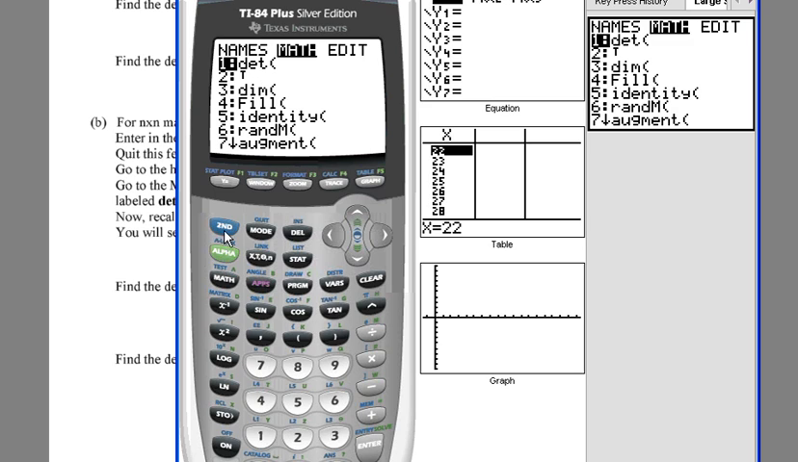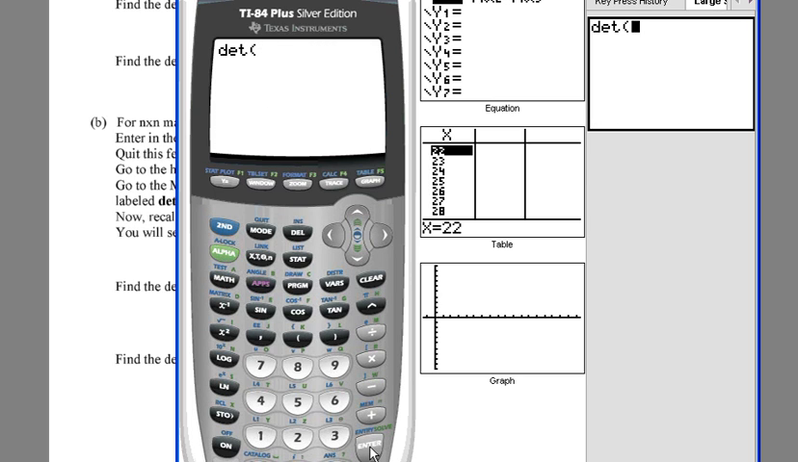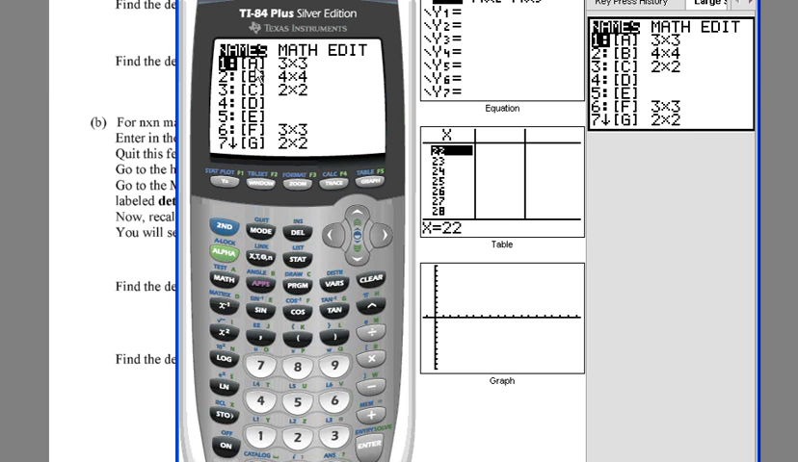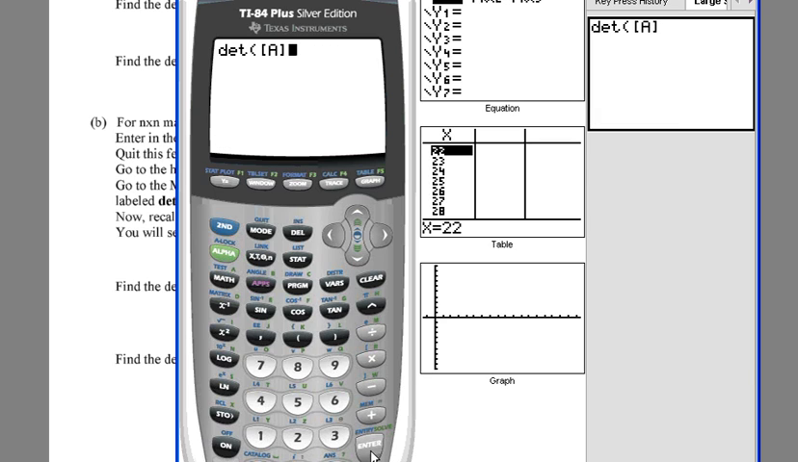So, second matrix, math, hit DET, and what you see is DET comes up on your display, and now all you have to do is tell the calculator what matrix you want it to take the determinant of. So I put it in matrix A. I'm going to pull under names, matrix A, and tell it to take the determinant of matrix A. It'll just spit back your value. Remember, it could be positive, negative, or 0. Here, the determinant of that matrix is negative 44.